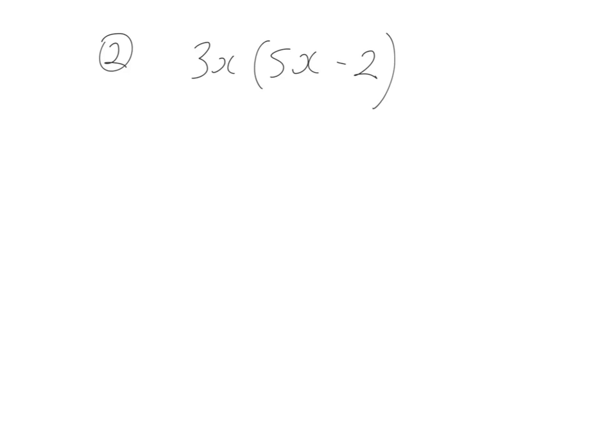Example 2, expand 3x bracket 5x minus 2. 3x times 5x is 15x squared. 3x times minus 2 is minus 6x. That's the final answer.